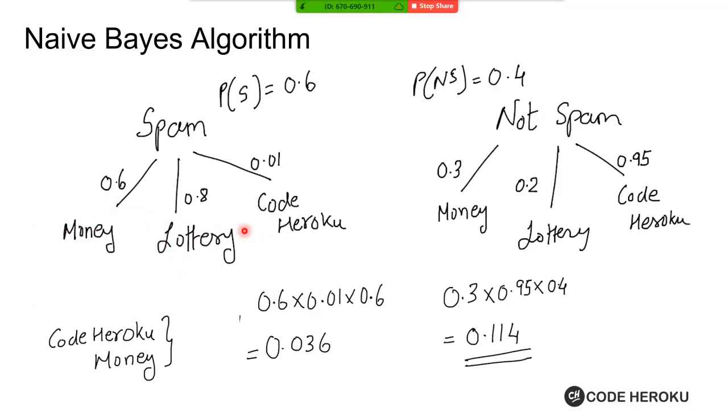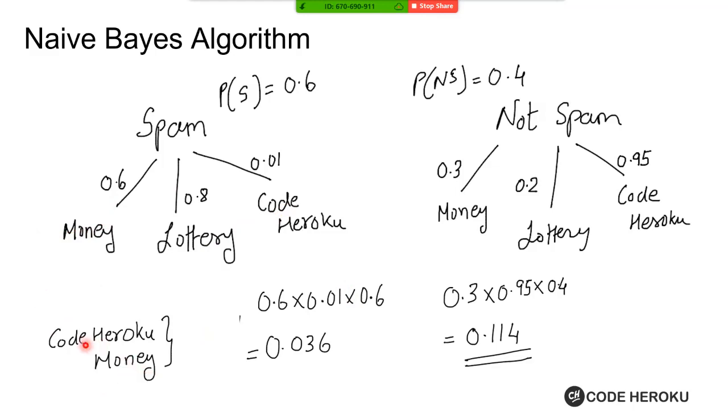It is most likely that these words, money and lottery, are highly correlated, and we are making a naive assumption. We are treating each word as an individual feature or a vector over here, whereas that is not the case. That is what makes the naive Bayes algorithm naive: we assume each word is independent of each other. Even if the word Code Heroku comes at the first position, or it occurs in the last position in that email, does that even make sense?